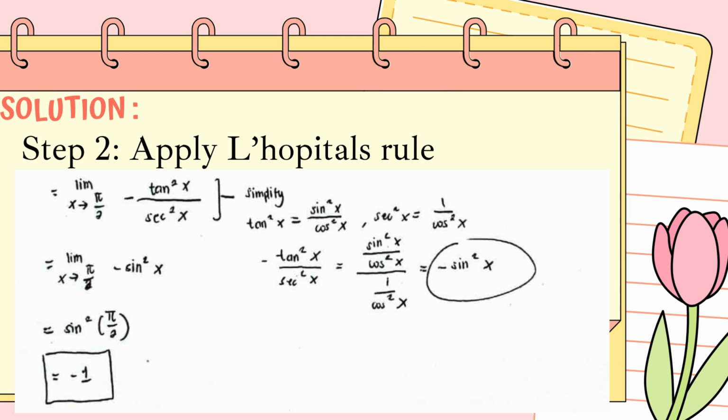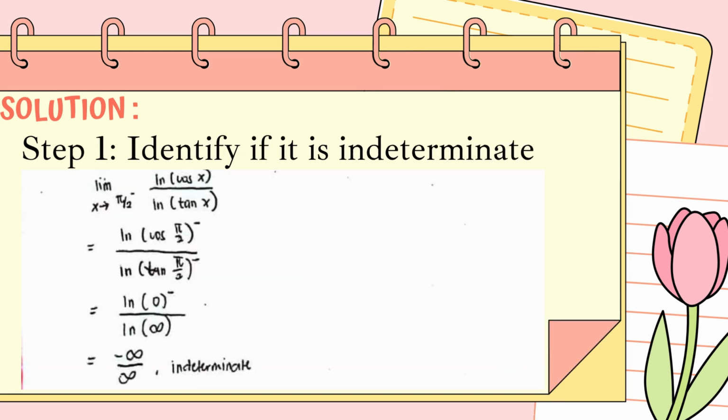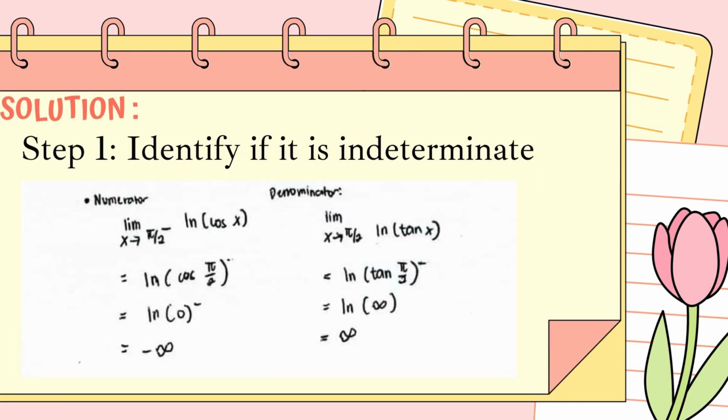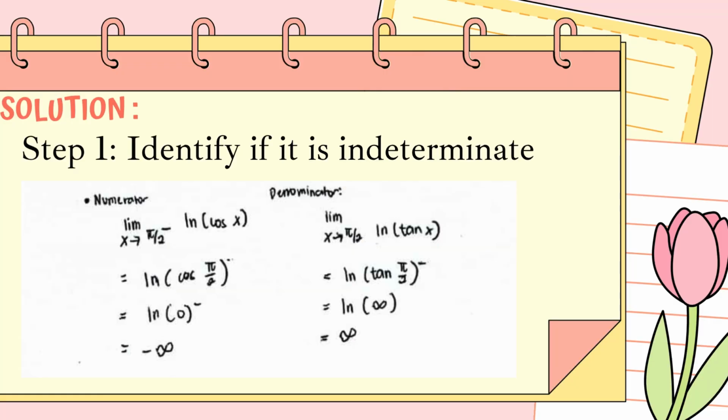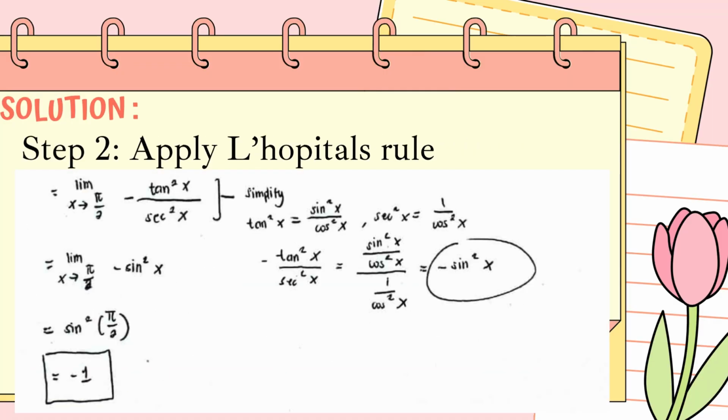Then we apply the limit. We get negative sine squared pi over 2, which is equal to negative 1. So the value of the limit of ln cosine x over ln tangent x, where x approaches pi over 2, is negative 1.